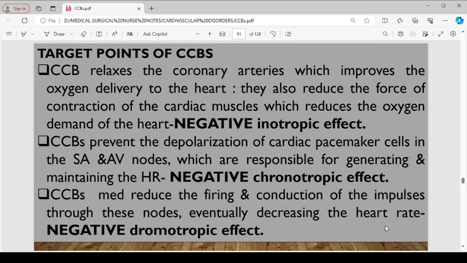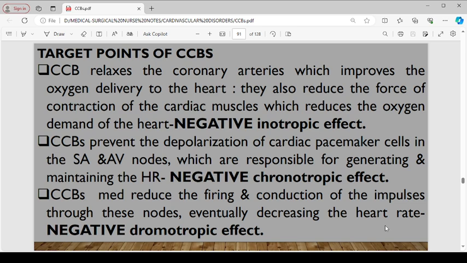All right. So target points majorly for these calcium channel blockers are the cardiac tissues, okay? Remember, starting with the coronary arteries that do supply the heart. These calcium channel blockers normally relax those vessels, and this will improve the oxygen delivery to those muscles. And that's why it's normally used in treatment of angina, okay? Further, they also reduce the force of contraction of the cardiac muscles and also reduce the oxygen demand of the heart. So we normally say that these drugs have a negative inotropic effect.